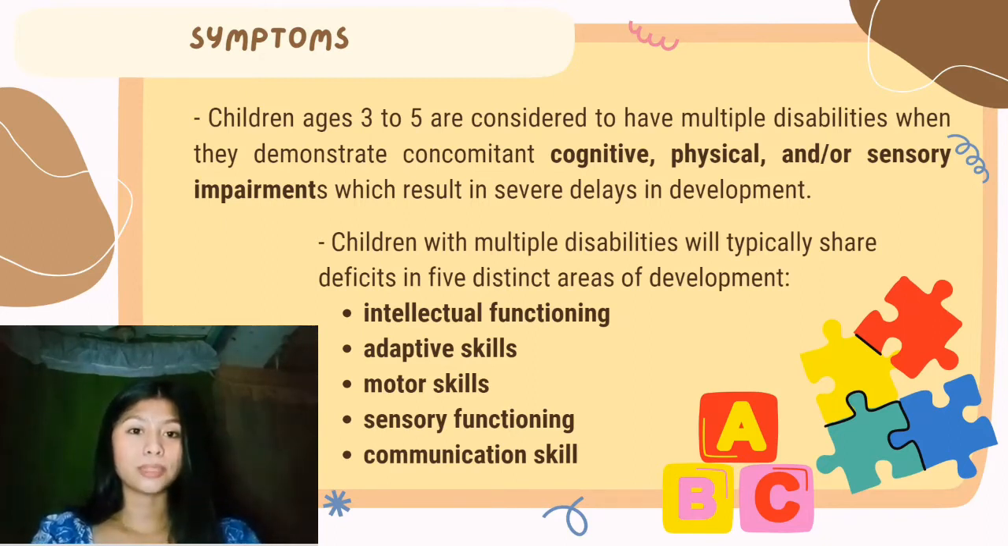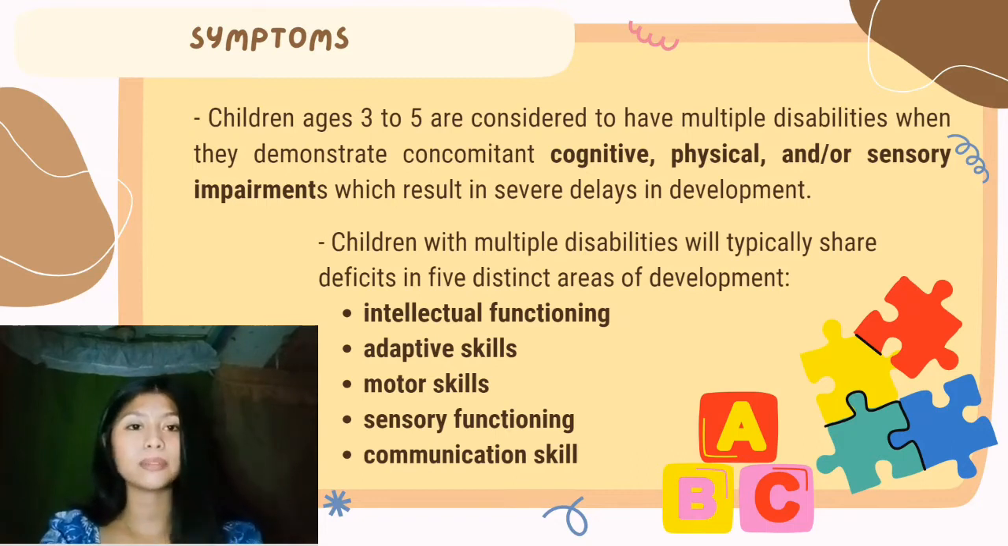Children with multiple disabilities will typically share 5 distinct areas of development: intellectual functioning, adaptive skills, motor skills, sensory functioning, and communication skills. However, the symptoms of this disability can often be uncertain or undetermined. It's because some students with multiple disabilities can also have average or even above average intelligence.